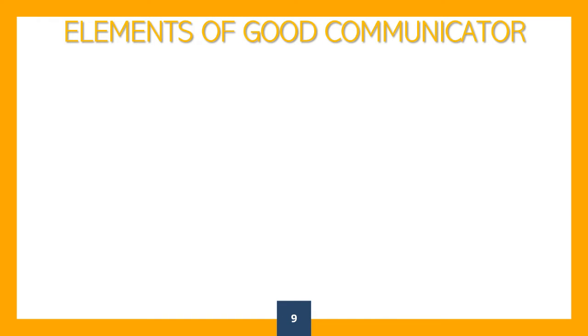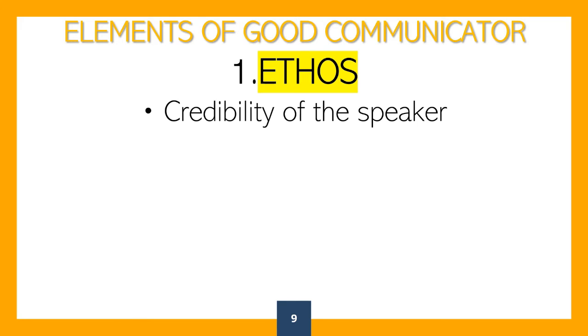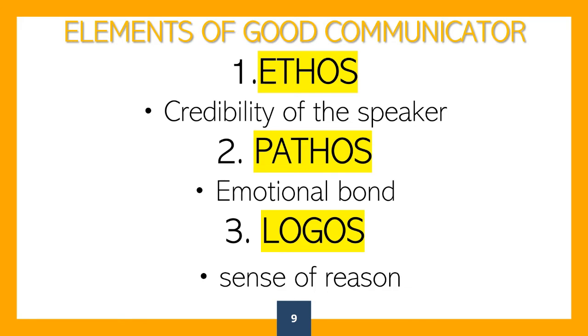For Aristotle, there are 3 elements of good communicators. We have ethos. It is the credibility of the speaker. It is a characteristic which makes you credible in front of the audience. The second one is pathos. This is the emotional bond. If what you say matters to them and they can connect with it, they will be more interested.